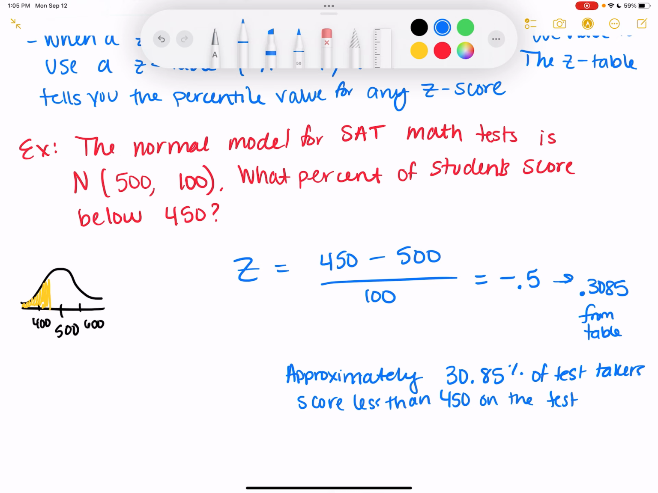But I like to show you both ways because there's parts of the AP exam that you can have your calculator and parts of it that you can't. And they give you a z-table, so you also need to know how to read them.